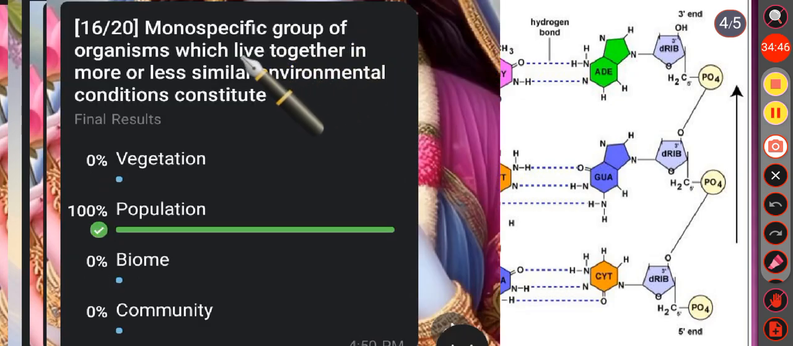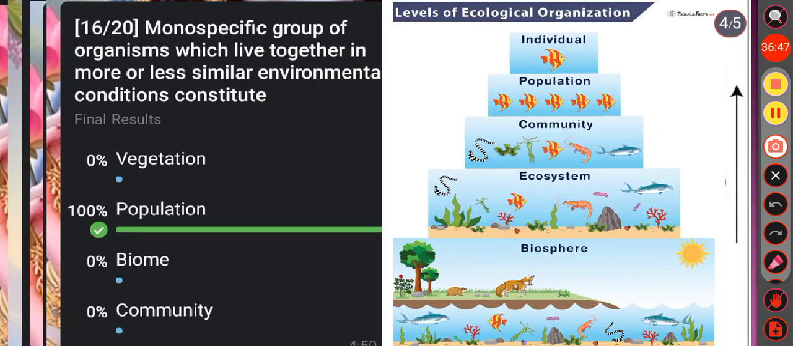Question number 16. A monospecific group of organisms which live together in more or less similar environmental conditions constitute option A vegetation, option B population, option C biome, option D community. The correct answer is population. What is monospecific? For example, see this slide. This is the individual of one fish. Monospecific group means a group of individuals that are all of the same species. So it constitutes the population, right?